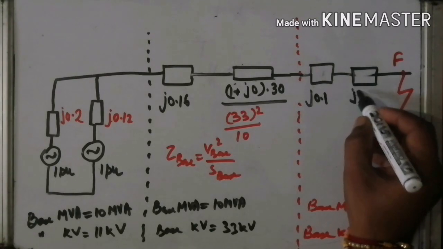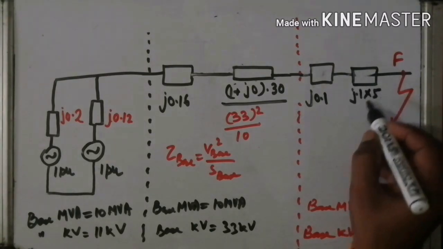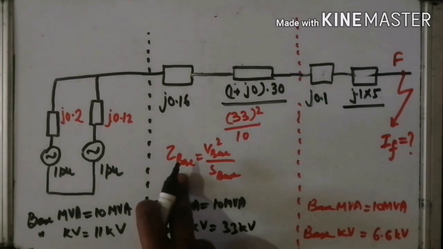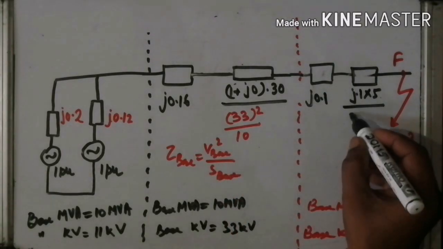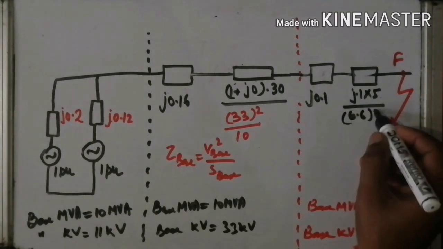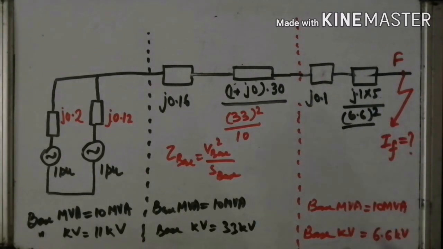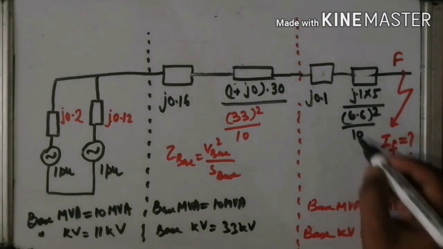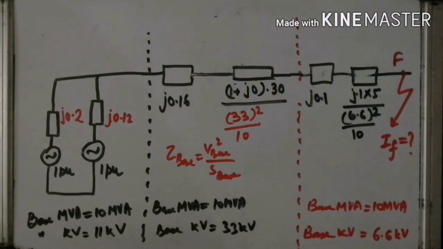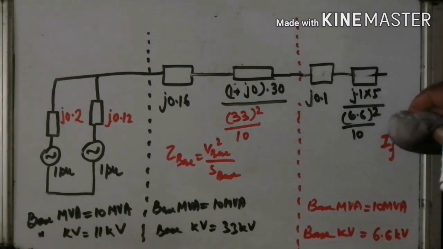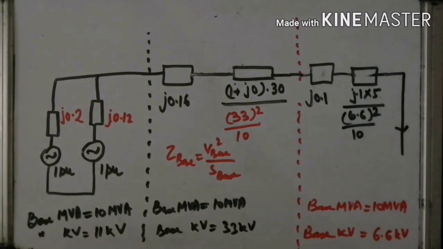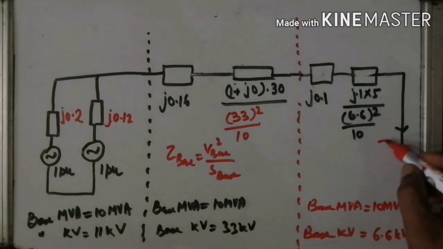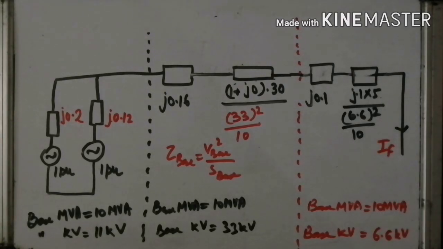It is J1 into 5 kilometer divided by Z base. Z base is B base square, that is 6.6 whole square divided by 10. Now the circuit is complete, and this one is the portion of the fault current, right? So current which is flowing over here is IF, that is faulty current.